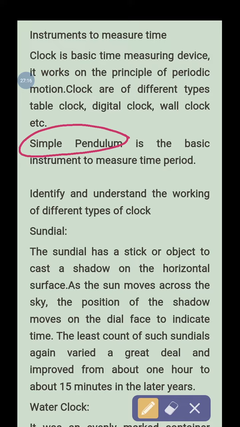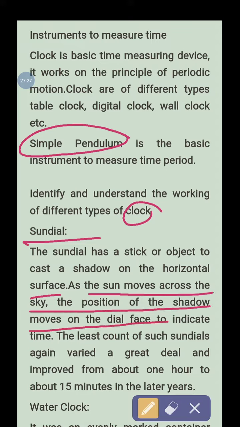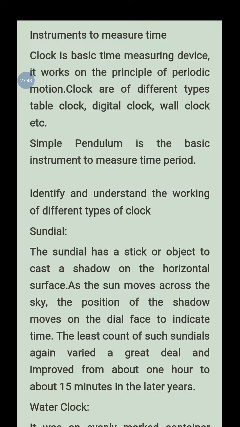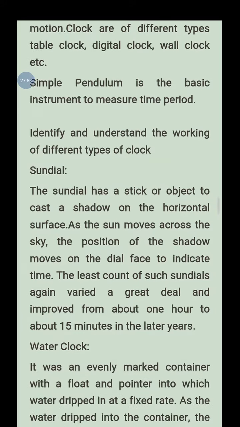Now take some other examples of clocks. There is the sundial. It has a stick or object that causes a shadow on a horizontal surface. As the sun moves across the sky, the position of the shadow moves on the dial face to indicate the time. Means it depends upon the sun. Here is the object, and here is the shadow. As the sun moves, the shadow changes its place, and we can calculate the time according to that. The least count of such sundials varied a great deal and improved from about 1 hour to about 15 minutes in later ages.